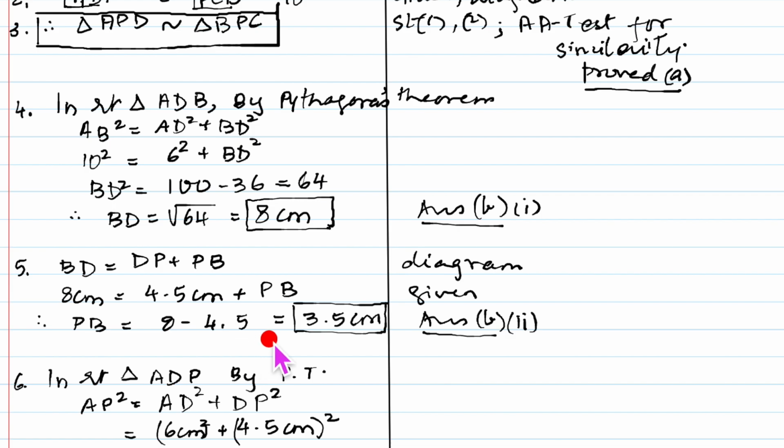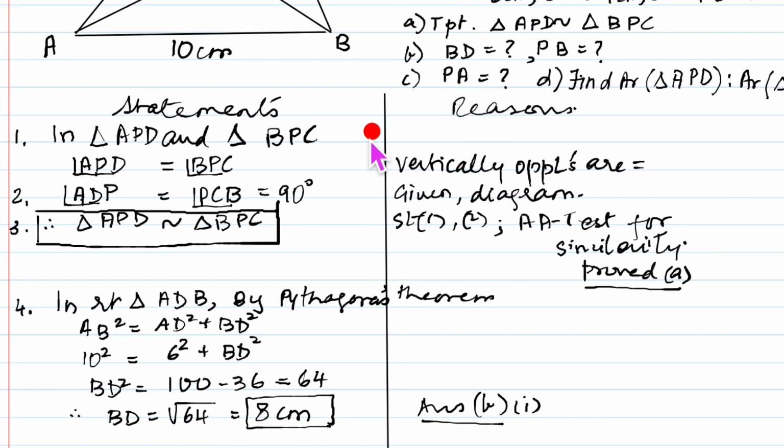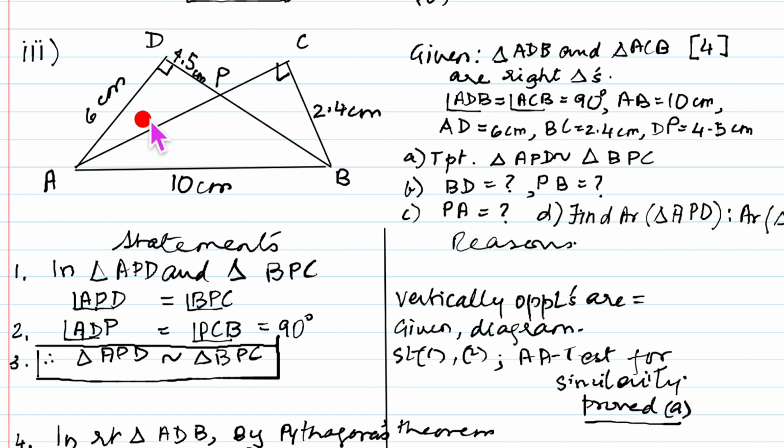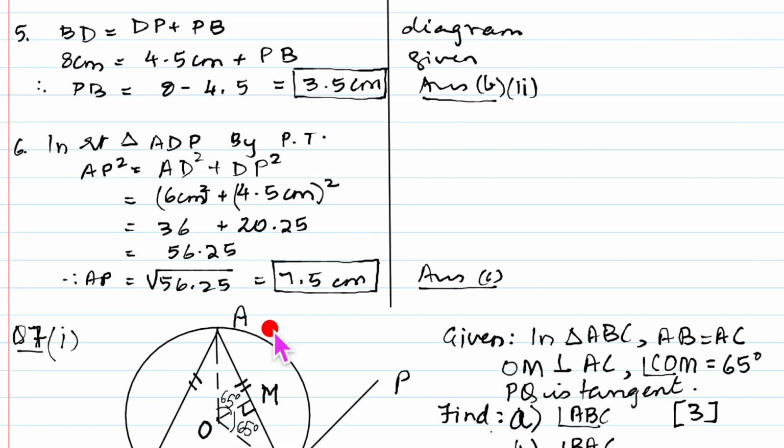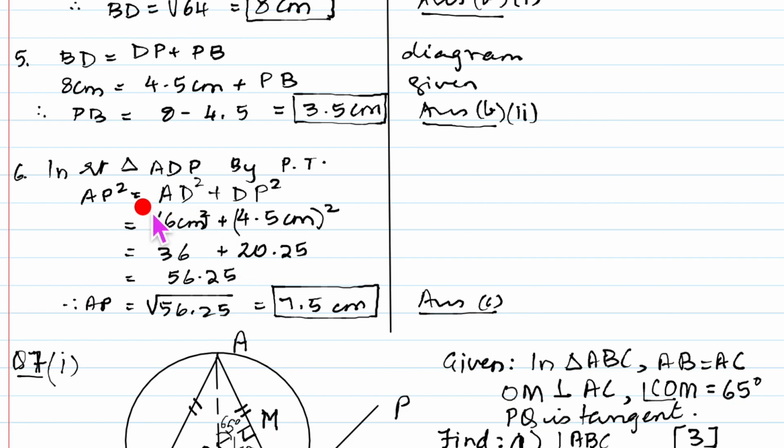Now let us come to the C part, PA. For PA, we will use this triangle. This is right triangle. This is 6 centimeters. This is 4.5. Use Pythagoras theorem. So again we do the same thing. Can you see that? And 4.5 square is 20.25. And then when you add the two, you get 56.25. AP will be root of that, is 7.5 centimeter. So each one of these will be 1 mark.